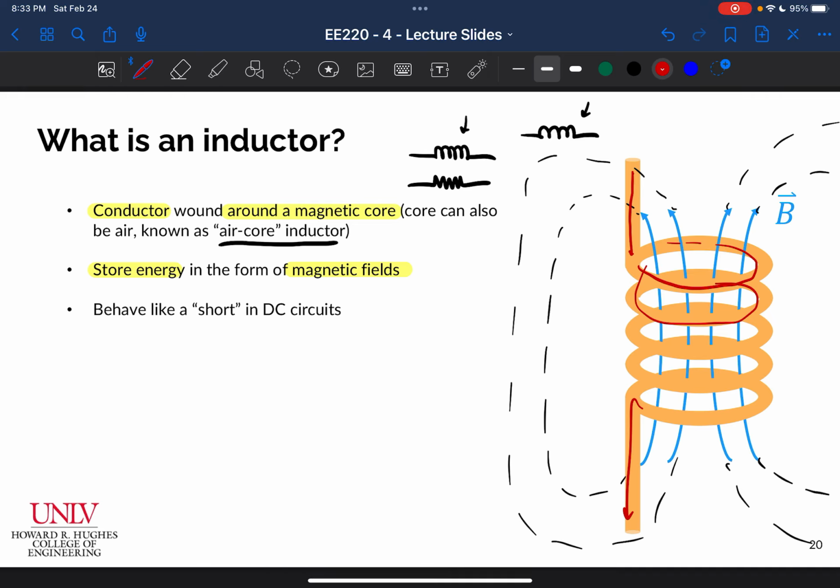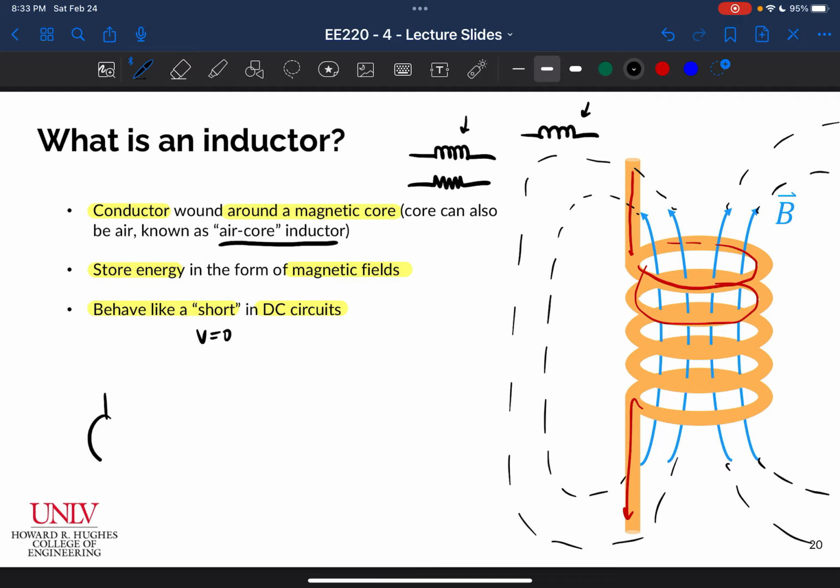But just note that we talked about capacitors storing energy in the form of electric fields. Well, now we're looking at inductors, and they store their energy in the form of a magnetic field. The last little concept here for the inductor is that it behaves like a short in DC circuits. Capacitors behave like an open, which means no current flows through them at DC, and an inductor behaves like a short in DC circuits, which means it has no voltage across it. So it basically just behaves like a wire, because it is a wire.